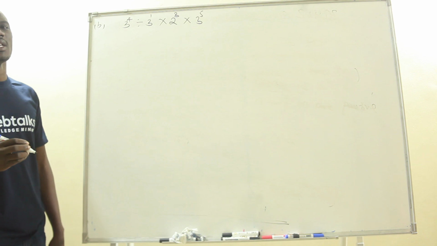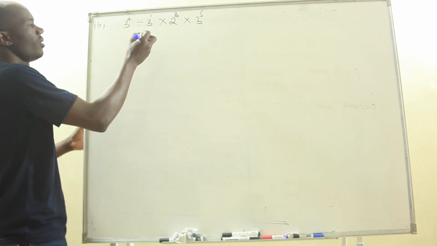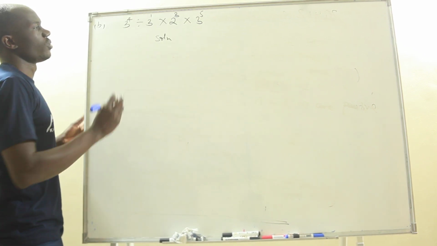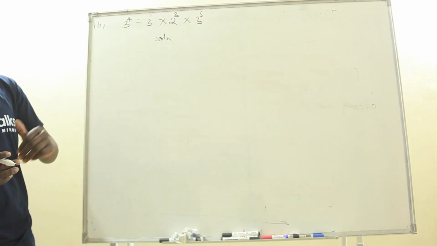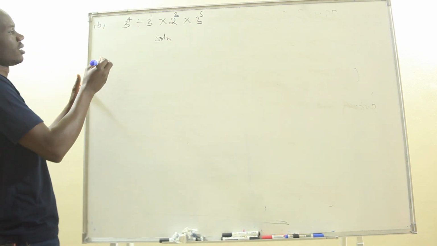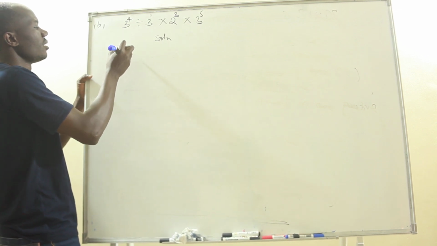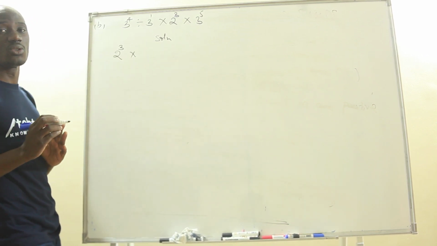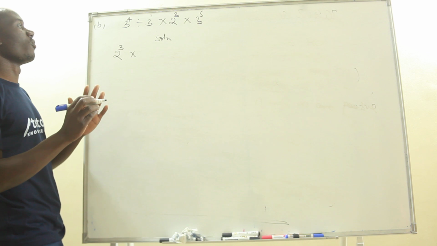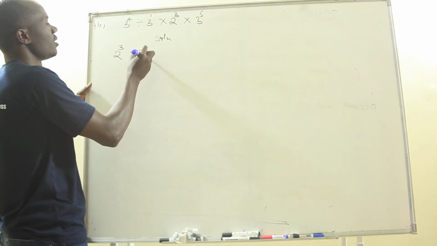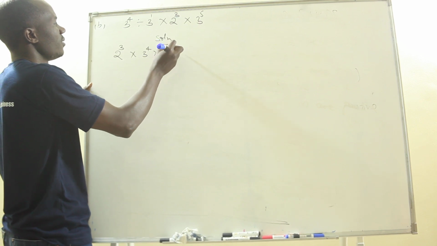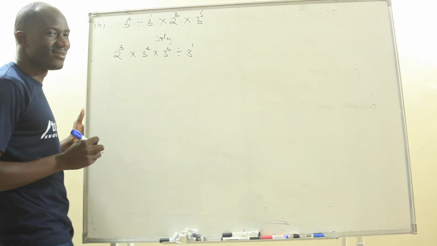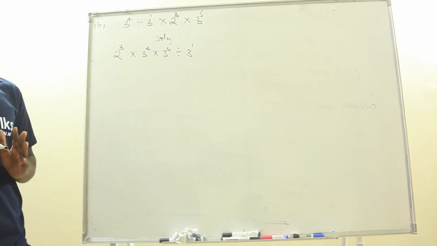So when the numbers come in that manner, what do we do? Look at the least base. What is the least base? The number which has this base is 2 power 3, and it's only one. So we say this is 2 power 3 times. Then we come to the bases of 3: 3 power 4, times 3 power 5, then divide by 3 power 1. So we have tried to arrange it in that way.